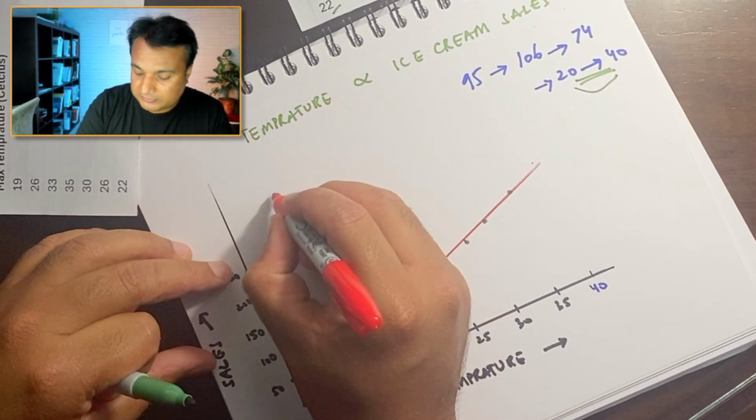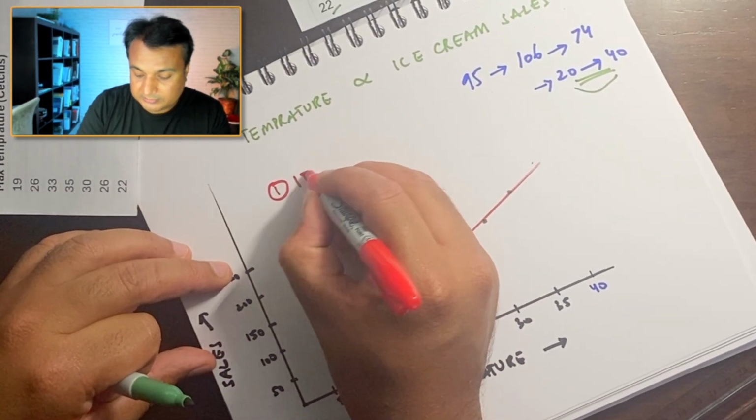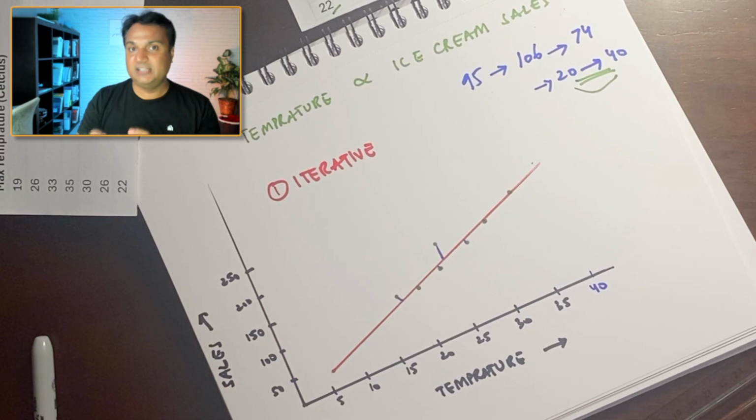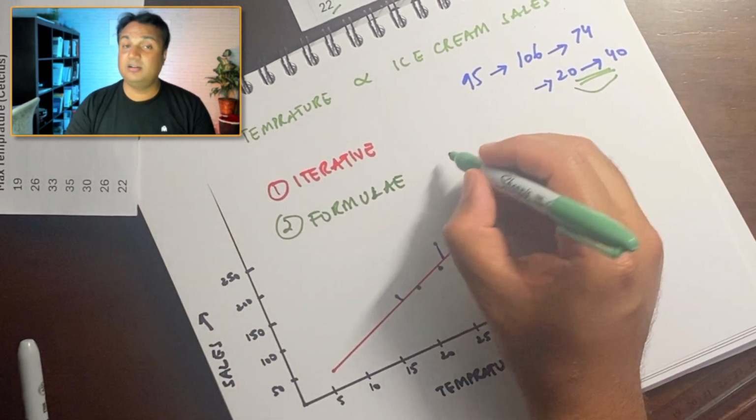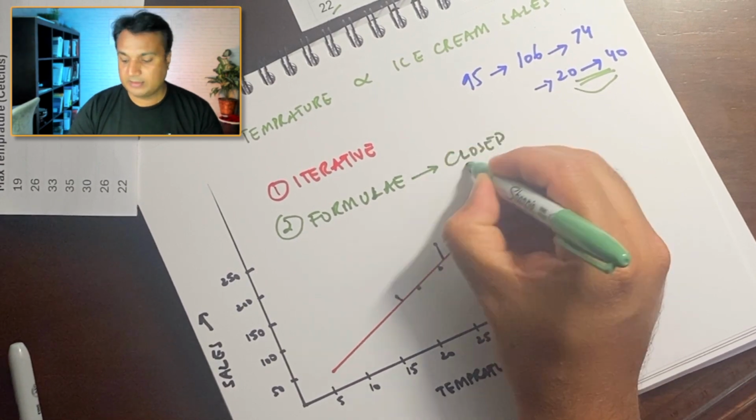First is that of iterative approach. In this case, we sort of take one measurement, then see what is the total error, then we keep going until we find a solution which is the most optimal. The other solution is that of using some mathematical formula. And this is also called the closed form solution.